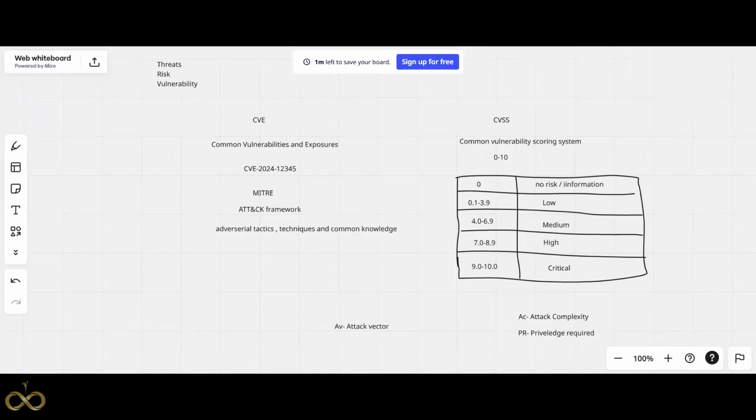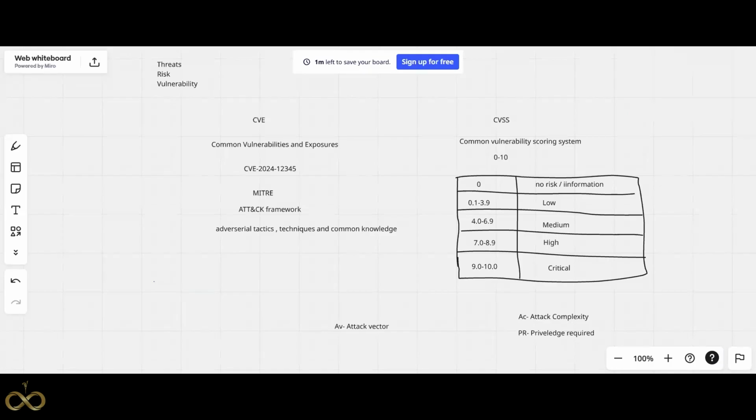Which one of the following gives you a unique ID? CVSS or CVE? CVE. Okay. Which one tells you how dangerous that vulnerability is? CVSS. Which one helps you identify a vulnerability? CVE. Does every vulnerability have a unique CVE ID? Yes. Are you sure? Yes.